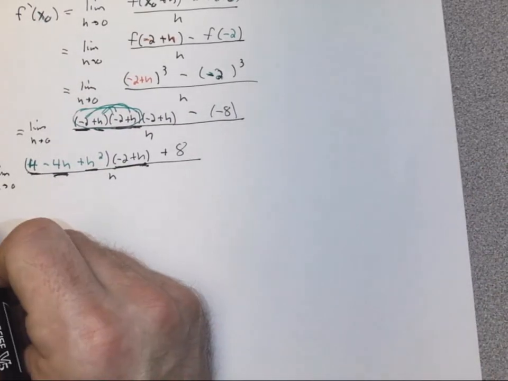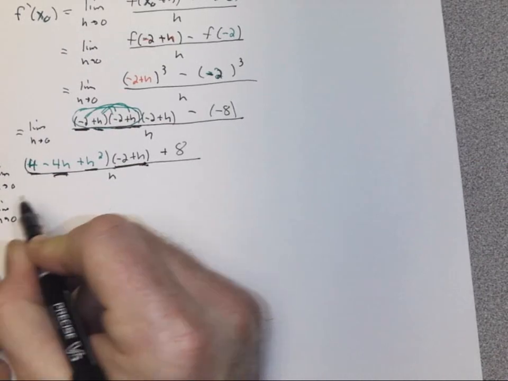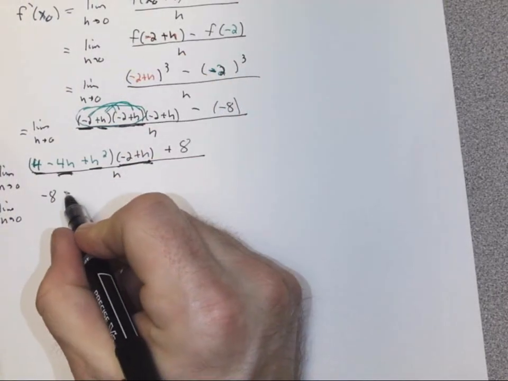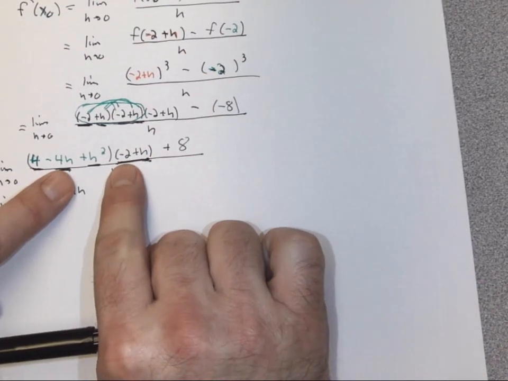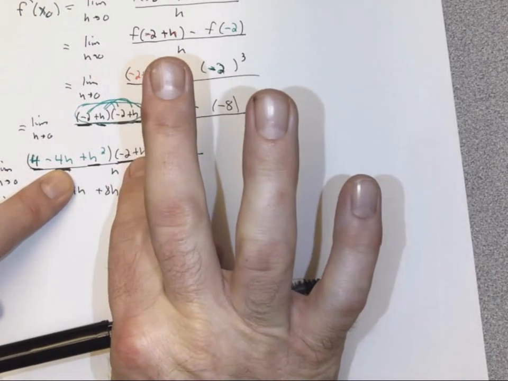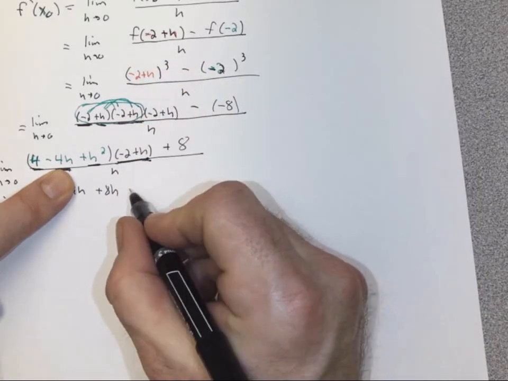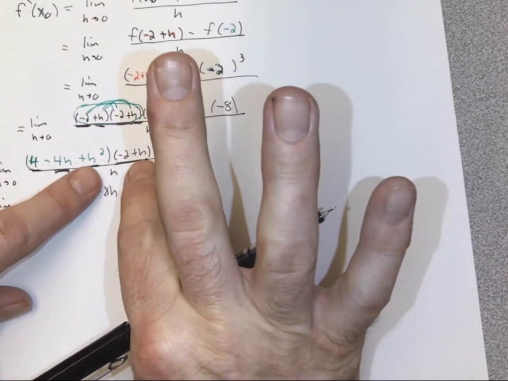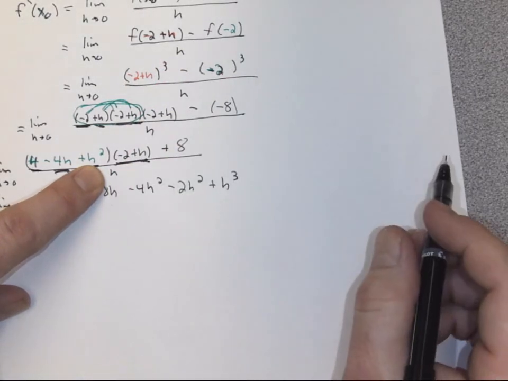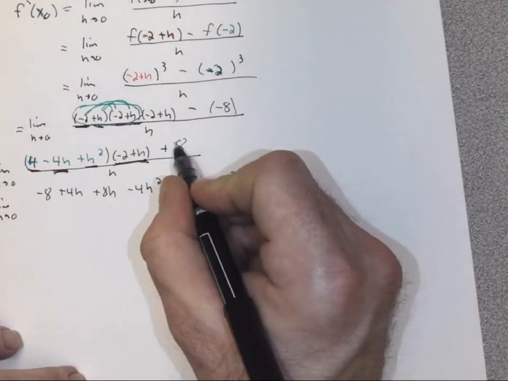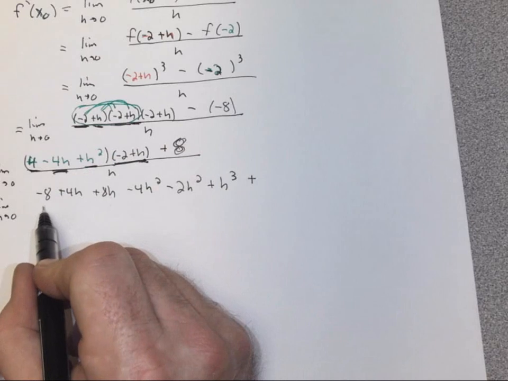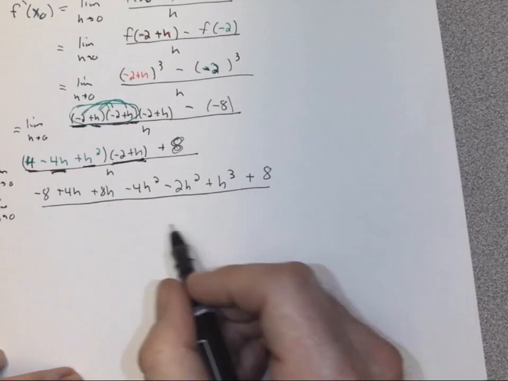Okay. So when we distribute this, this is going to be the limit as h goes to 0. Well, 4 over both of those is 4 times -2, which is -8. 4 times h is 4h. Now this -4h has to go to both of these, so -4h times -2 is +8h. And then -4h times +h is going to be -4h squared. Then finally I have to distribute this h squared over both of them, so I get -2h squared plus an h cubed. And then I still have that +8. Don't forget this last term. People tend to forget that because so much work has to happen on this left-hand part of the expression. So don't forget that 8.